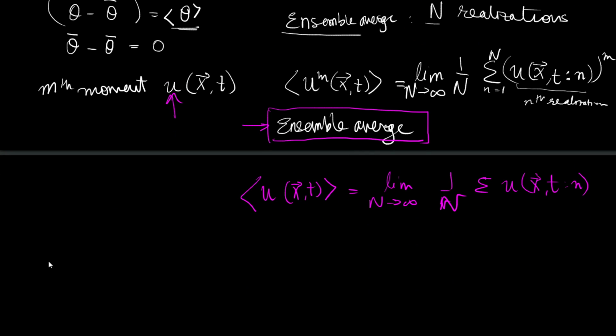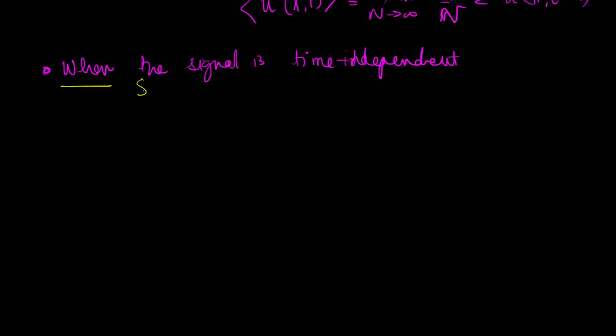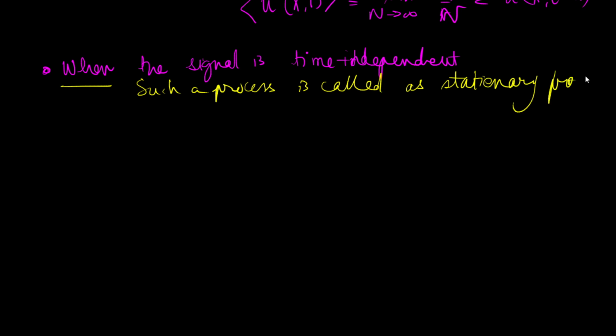Now when the signal is time independent, such a process is called a stationary process. So an example of a stationary process is this.